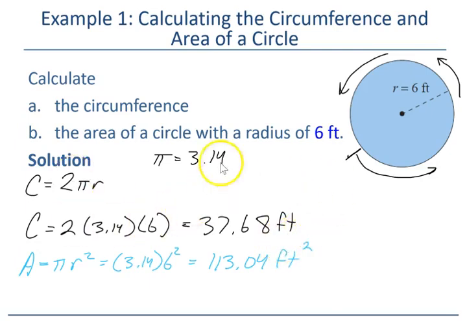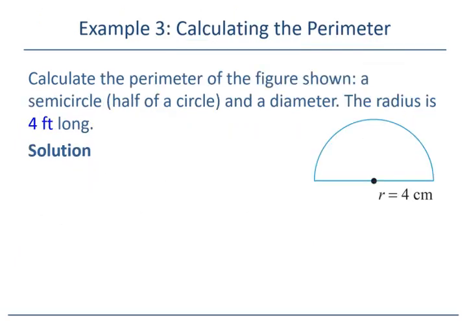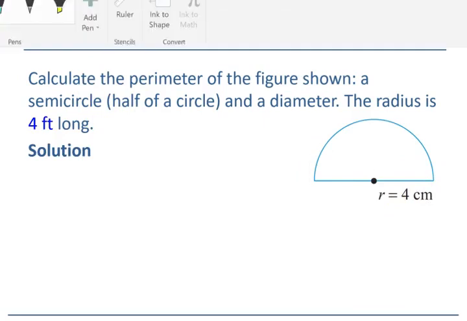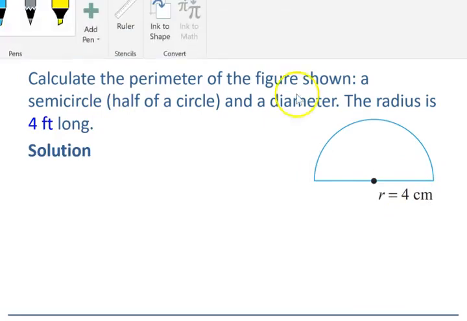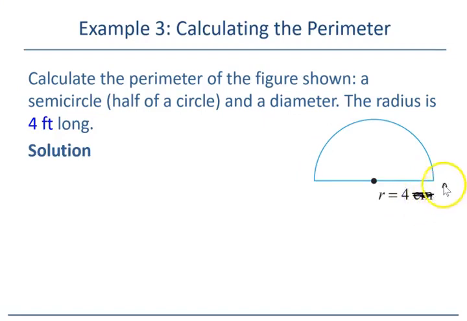Okay, let's do another one here. Let me scroll down a little bit, and let's do this one right here. Here they want me to calculate the perimeter of the figure shown, a semicircle, half of a circle, and a diameter. The radius is 4 feet long, but notice they've got a little typo here. They got centimeters, so let's change this over real fast. We'll change this one over to feet, so that we can make sure that we are matching.